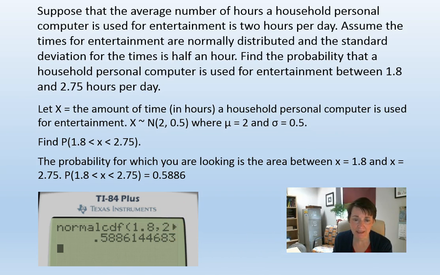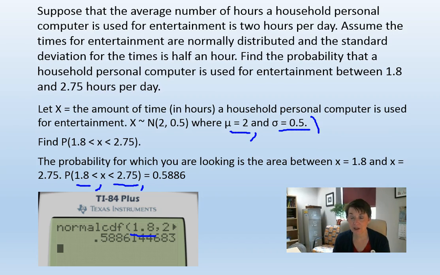So my lower limit is going to be the 1.8. You can see part of it on the calculator here. I'll put in the 1.8 first, put a comma, then you put in 2.75 and a comma. And my mu, comma, and standard deviation, comma. In parenthesis, you don't have to put that last comma. Hit enter, and you end up with your percentage.